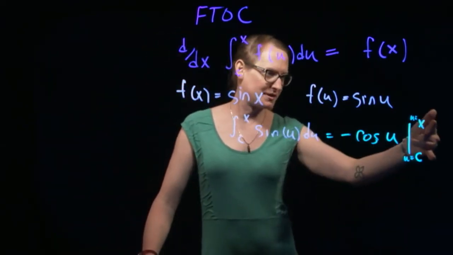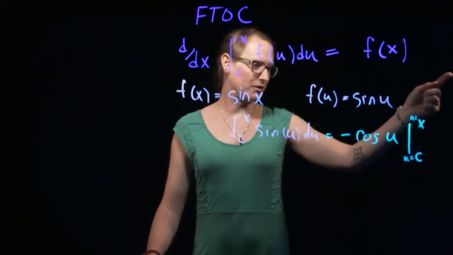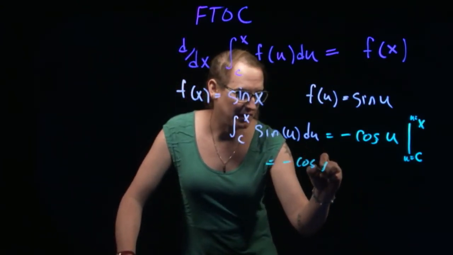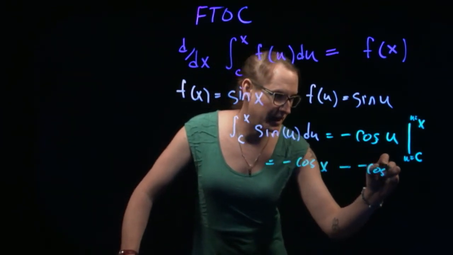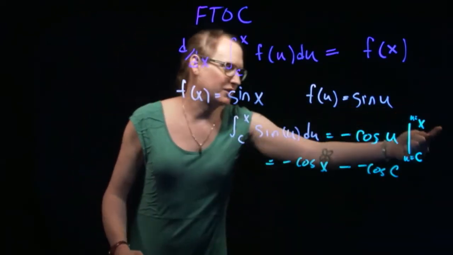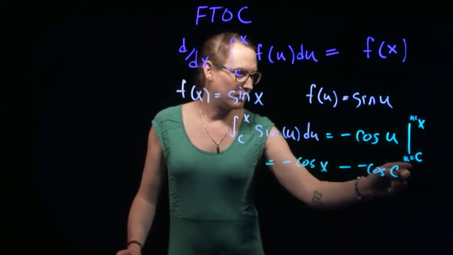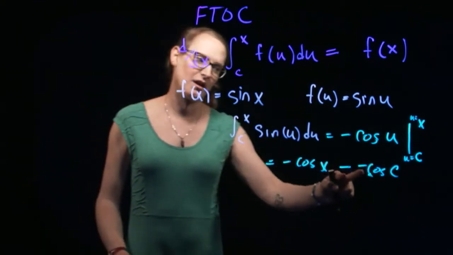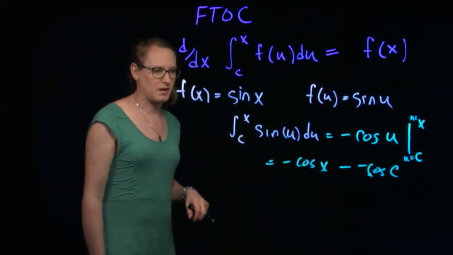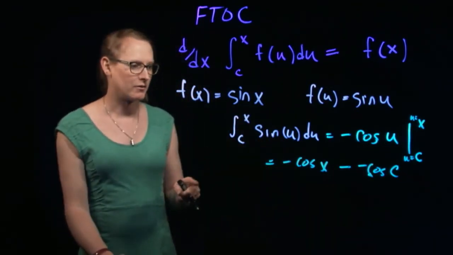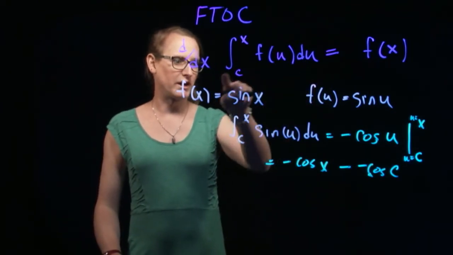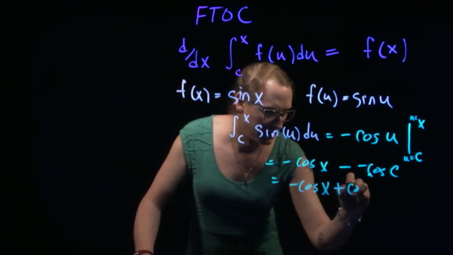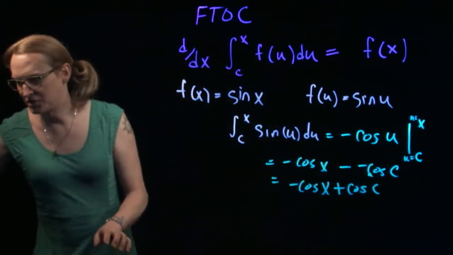When we do this vertical bar evaluation, we evaluate here and then subtract the evaluation at the other point. So that's equal to minus cosine of x minus minus cosine of c, because wherever I had a u, I replaced an x, and wherever I had a u, I replaced a c. Careful on these double minus signs. I see a lot of students not do the double minus sign correctly, and that's a common mistake. So what we just showed is that this integral is minus cosine x plus cosine c, where c is just a placeholder for some number.